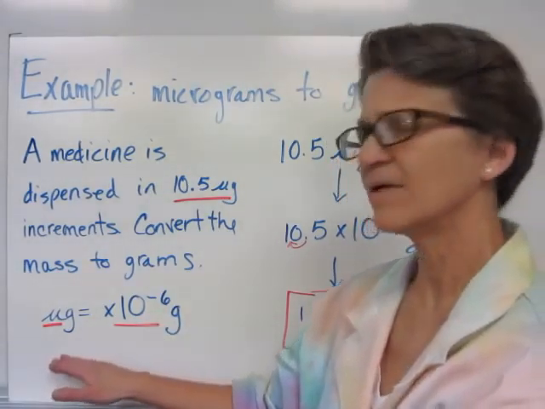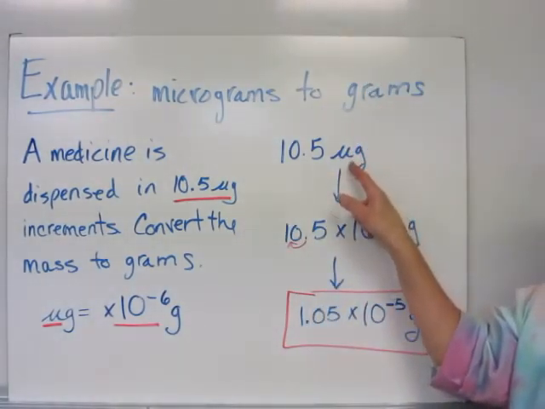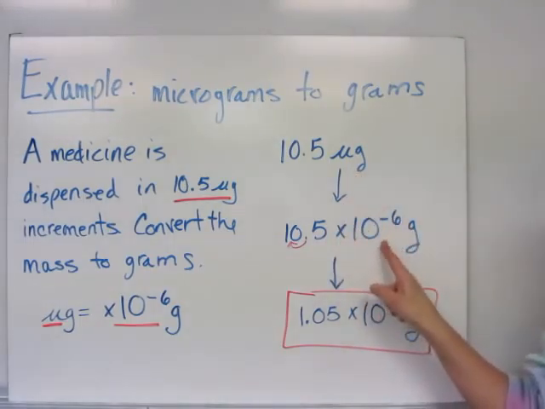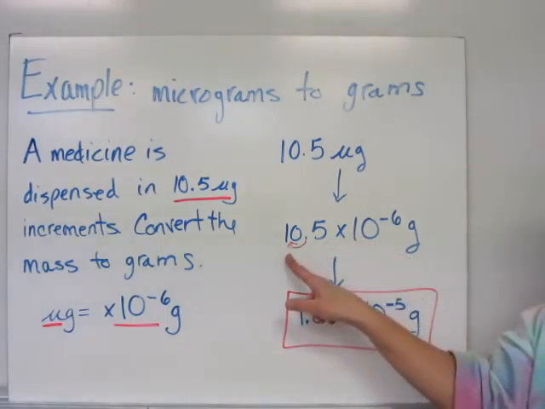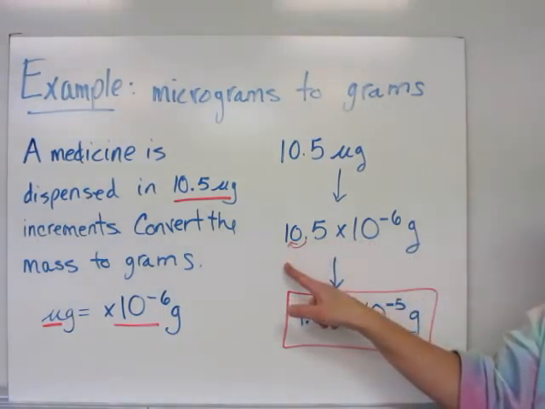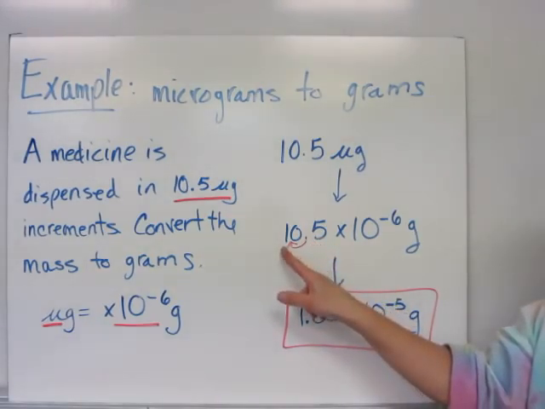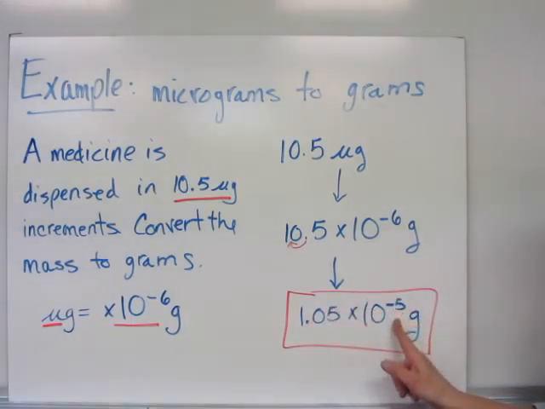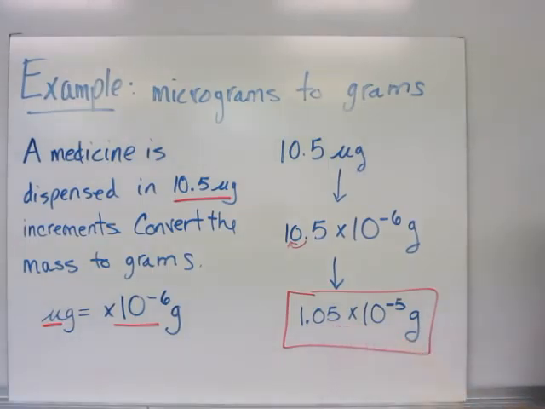So on this one, I'm going to do it a little bit differently. I'm going to take my 10.5 and the micro, I'm going to substitute in what it really means, the 10 to the minus 6th. Now, it's in improper scientific notation, so to express my answer properly without using my calculator, I move my decimal 1 place to the left, which means I'm multiplying by 10. My exponent changes, and my mantissa is 1.05 times 10 to the minus 5th.